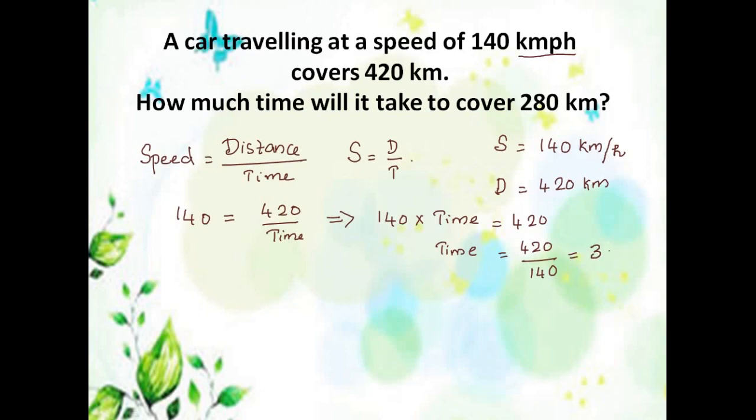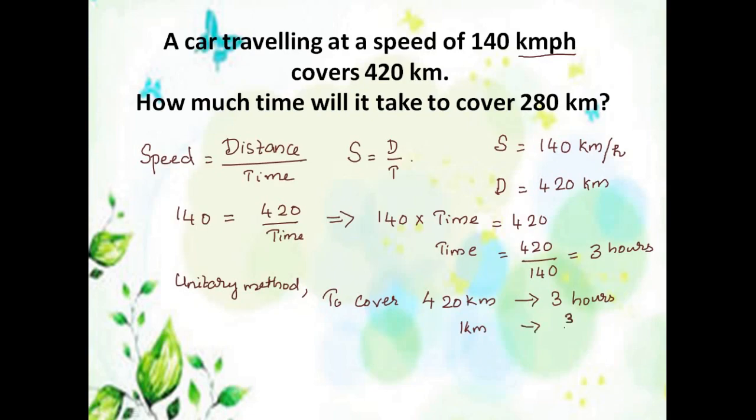It is 3 hours. Using the unitary method, to cover 420 km it takes 3 hours. So how to find? Listen, to cover 420 km, it takes 3 hours. So, to cover 1 kilometer, the car takes 3 divided by 420 hours.